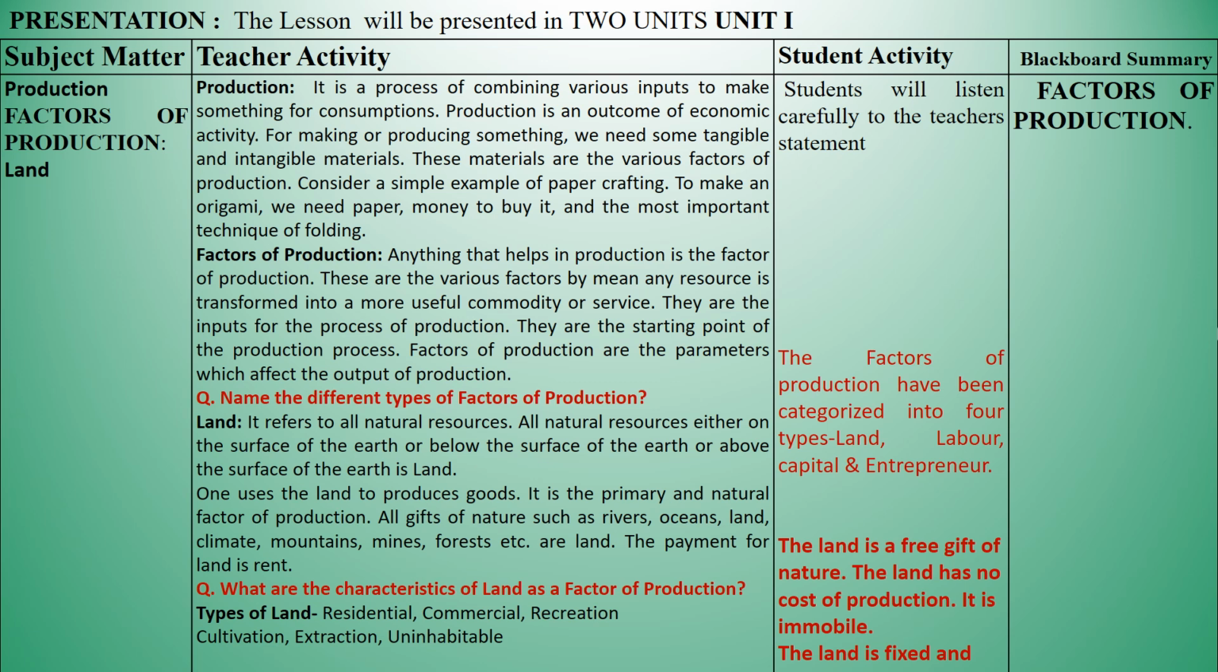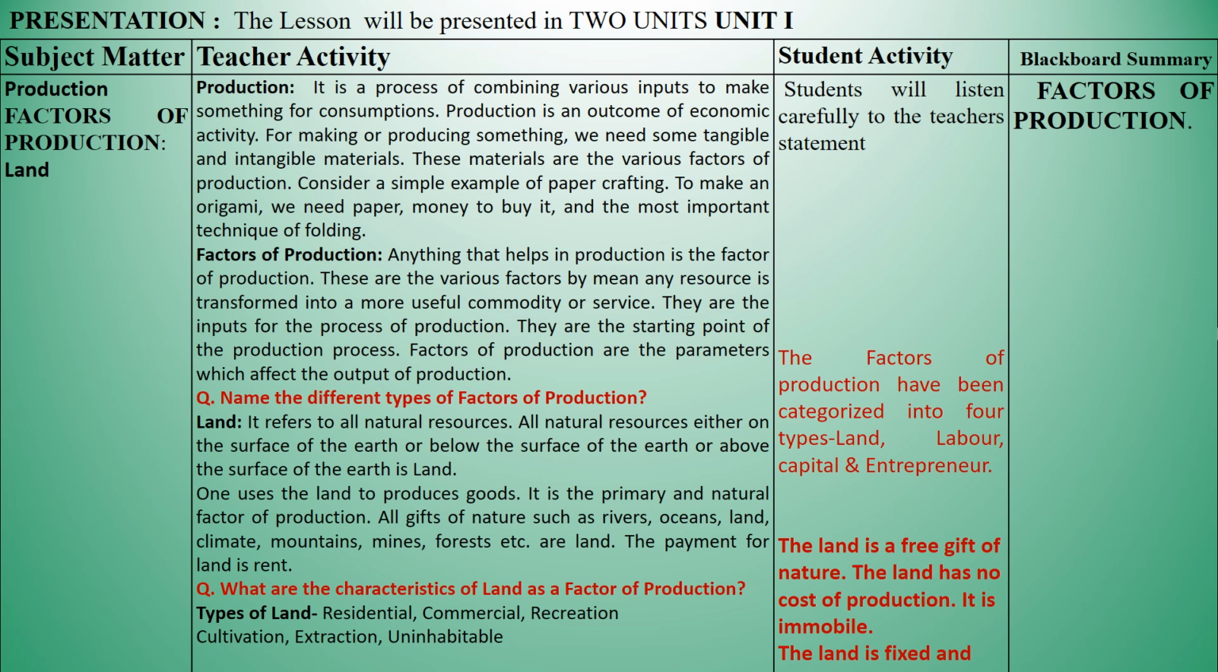It refers to all natural resources. All natural resources, either on the surface of the earth or below the surface of the earth or above the surface of the earth, is land. One uses the land to produce goods. It is the primary and natural factor of production. All gifts of nature, such as river, ocean, land, climate, mountains, mines, forests, etc., are land. The payment for land is rent. The students will listen carefully to the teacher's statement.